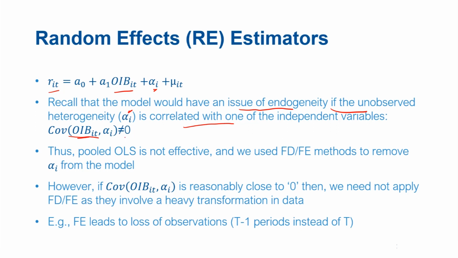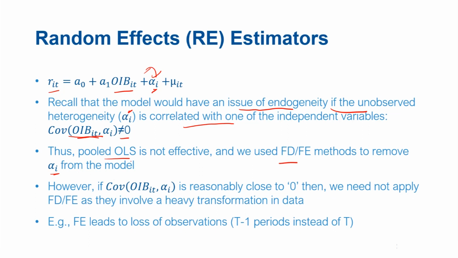So if this covariance or correlation is non-zero, then there is a possibility of endogeneity, which has a high likelihood, because there are a number of variables like size and beta we have ignored in this model, and they may get aggregated or accumulated in this alpha i, resulting in a correlation between these two variables. And therefore we said the pooled OLS estimation may not be effective because of these issues related to endogeneity. The estimates may be biased and inconsistent, and therefore we needed heavy transformations such as first difference or fixed effect methods to eliminate this alpha i from the model.